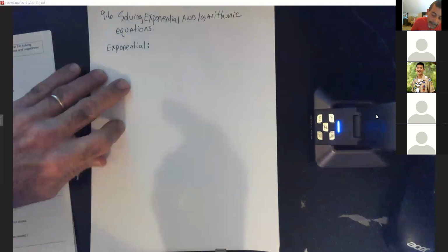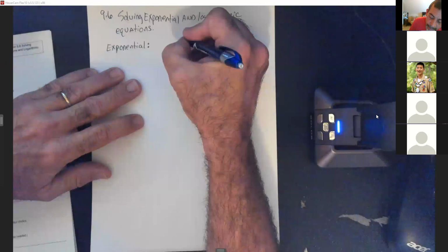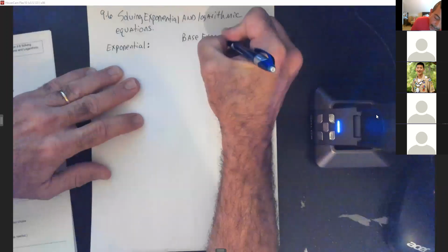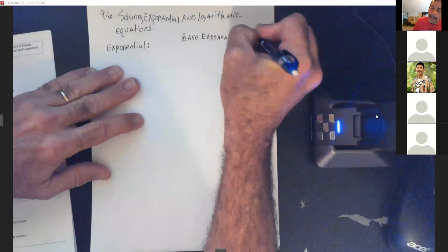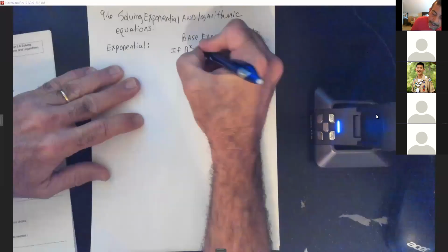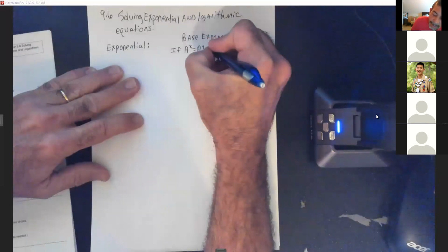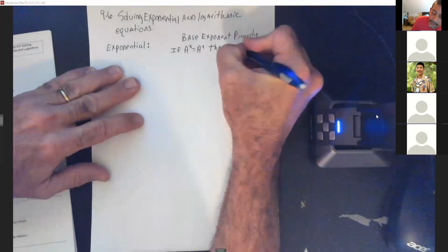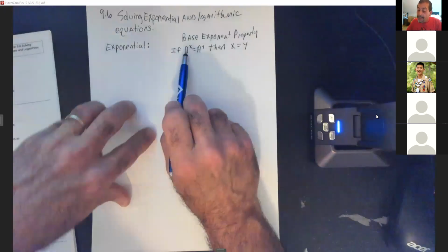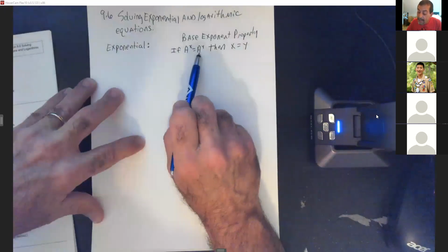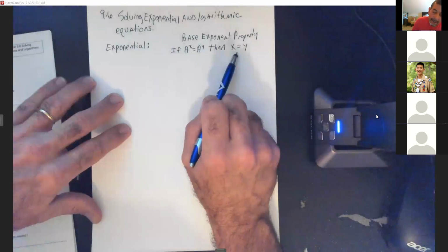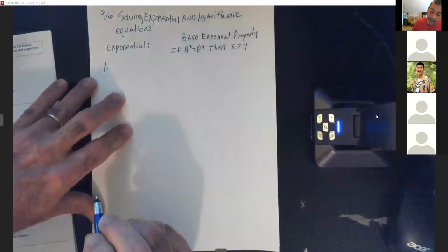On exponential, we got a little property we call the base exponent property. And the base exponent property says if a to the x equals a to the y, then x equals y. So what you're saying is if you got two sides of an equation and you can write them with the same base and that base matches up, then the exponents by default got to be equal to each other.